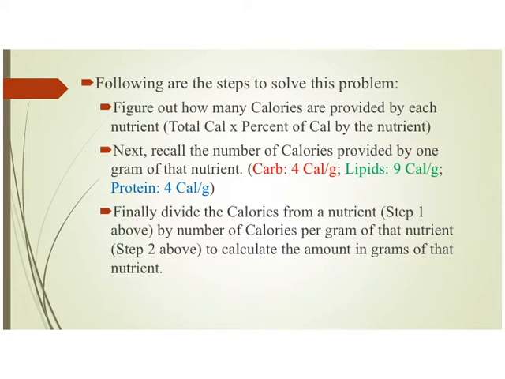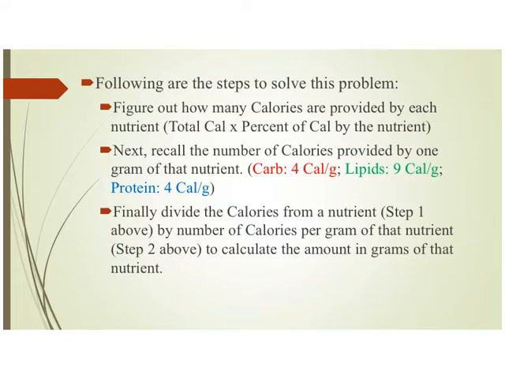There are three simple steps to solve the problem. Step 1. You will have to figure out how many calories are provided by each nutrient. So you know the total calories provided by a meal. You multiply it by the percentage of calories provided by one nutrient, for example, carbohydrate or lipid or protein.